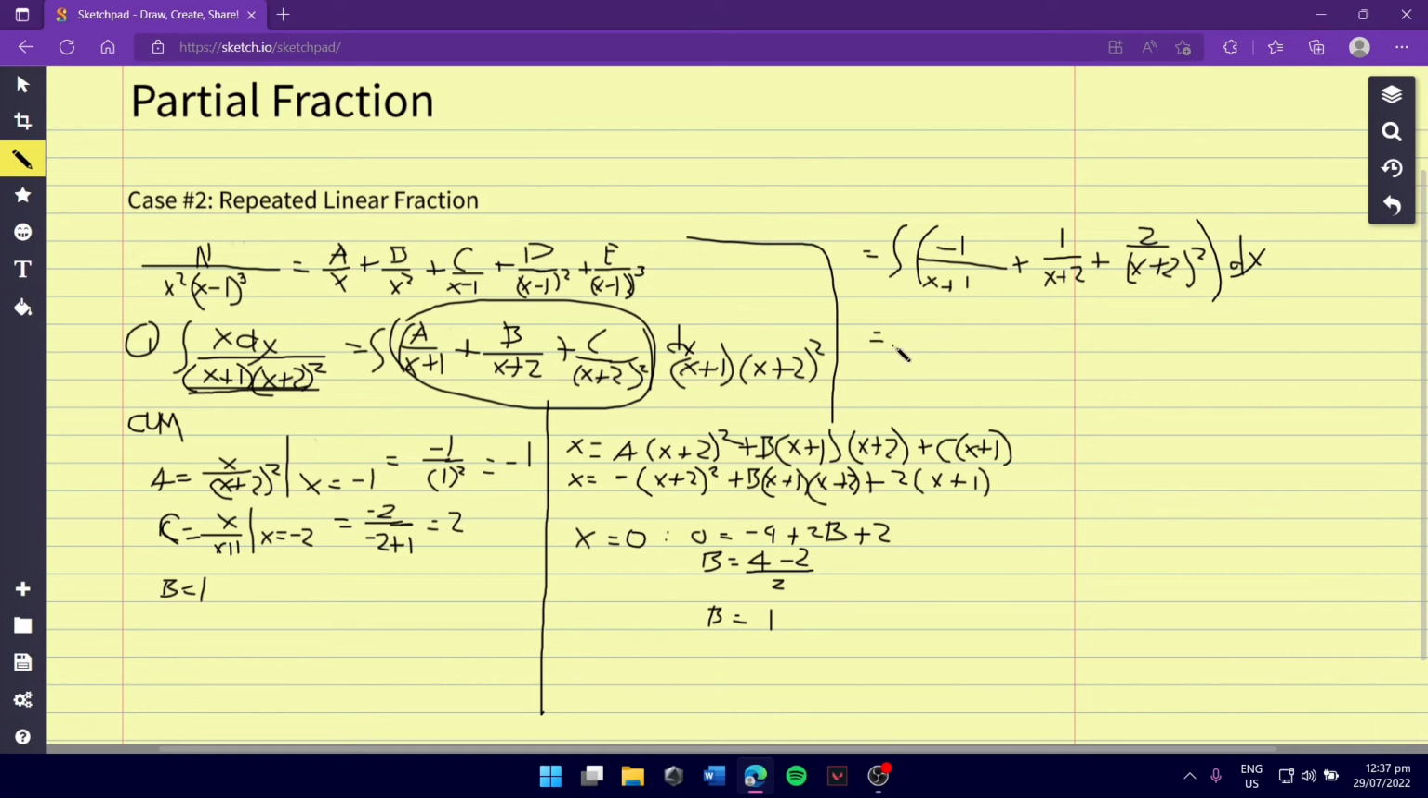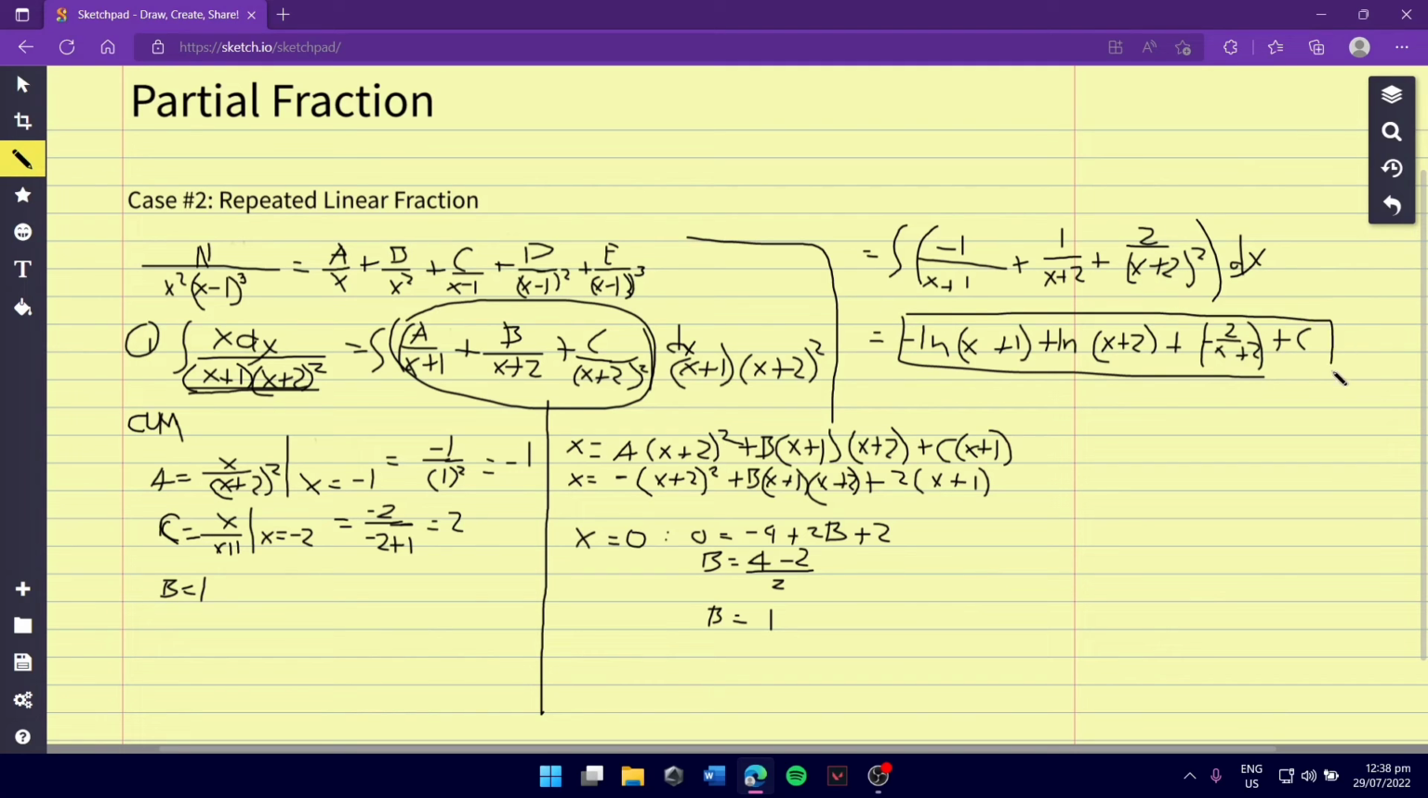Okay, so next, we'll integrate it. Integrating, we have negative ln of x plus 1 plus ln of x plus 2. Then your last term will become negative 2 over x plus 2. Then your arbitrary constant, which is C. So now, for case 2, you have your final answer.